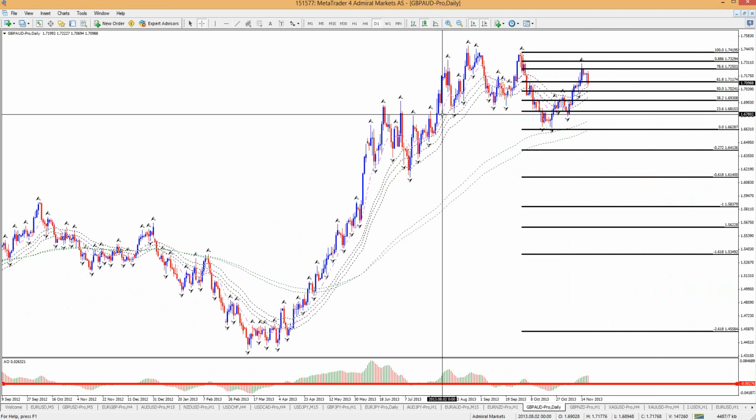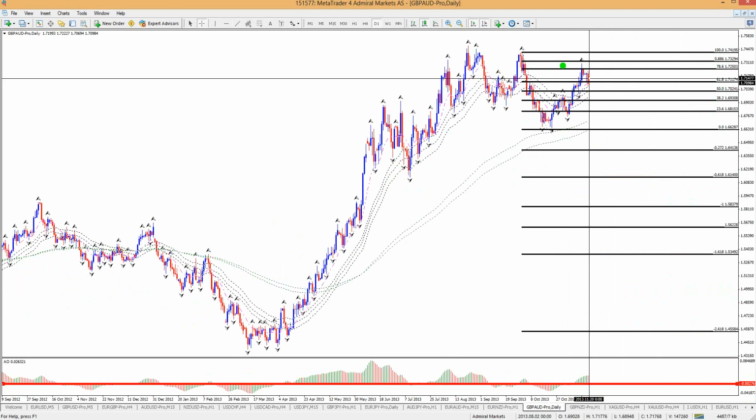So I'm pretty bearish on this GBP/AUD at the moment, especially the fact that we stopped here at the 786 on the 4-hour chart, showing potential signs of reversals. This thing could really drop like a stone. There could be a lot of pips to the downside. Very interesting spot.